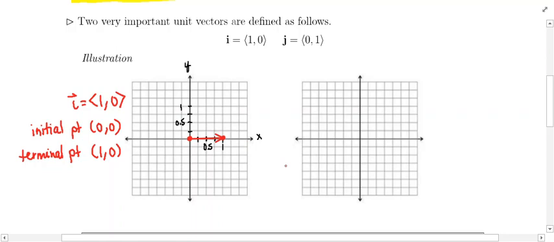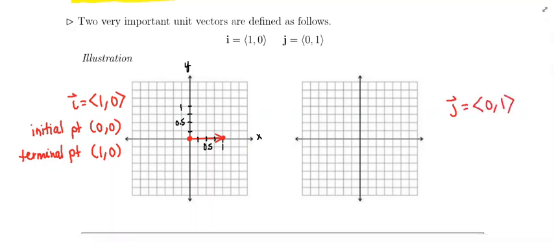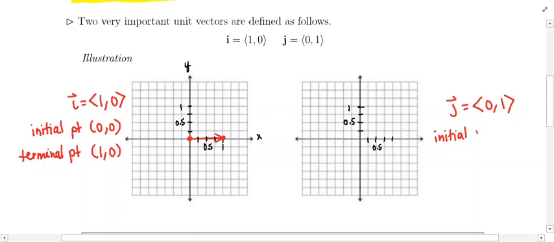Now on the other grid, I will graph out the vector j, which has components <0, 1>. First thing I'm going to do here is put the scale on the grid. This is going to be 0.5, and this is going to be 1, and then this is going to be 0.5 right here, because every tick mark is going to be 0.25 units. This will be 1. For this particular vector, it's also a position vector, so its initial point will be at the origin, but its terminal point will be at (0, 1).